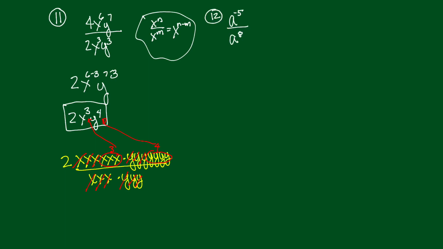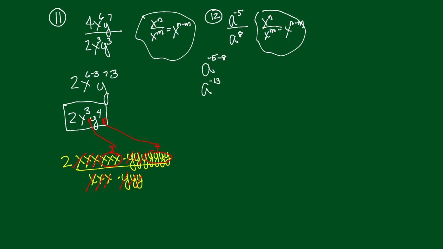Number 12, I'm going to do this 2 ways. I'm going to use this rule right here. If you have x to the n divided by x to the m, I subtract exponents, top exponent minus bottom. Now if I do that, I'm going to get this. Notice they have the same base, right? Same base, so we're good. A to the negative 5, top exponent, minus the bottom, 8. So I'll get a to the negative 5 minus 8, which is negative 13.